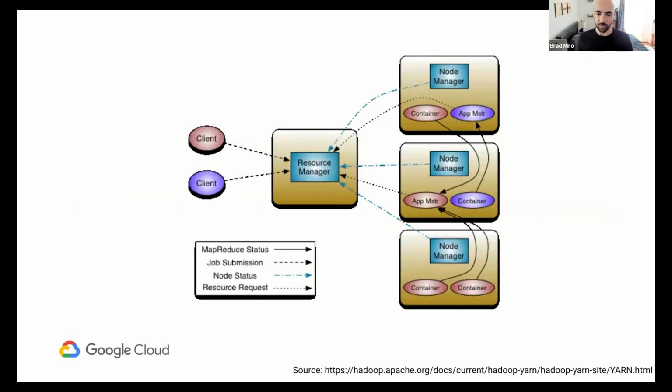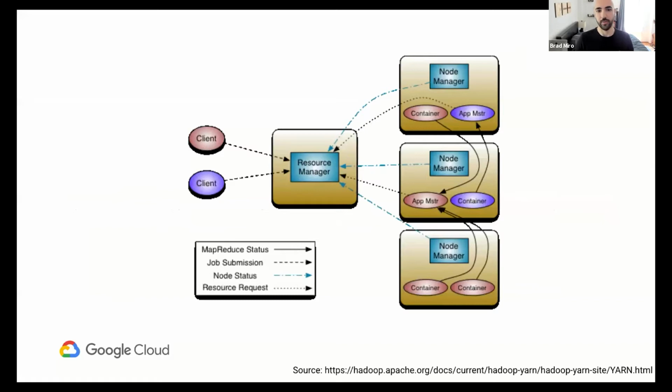So this is located on the Apache Hadoop website. Just to give you an idea of how this model works, you can see in the middle here, we have this resource manager, which would be on the master node. So Hadoop and Yarn use a master worker model.